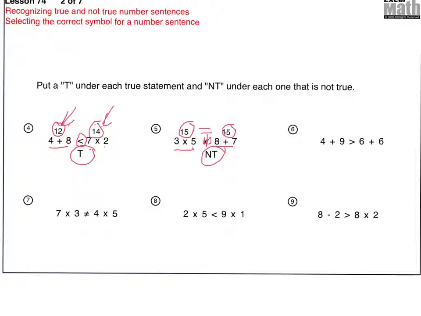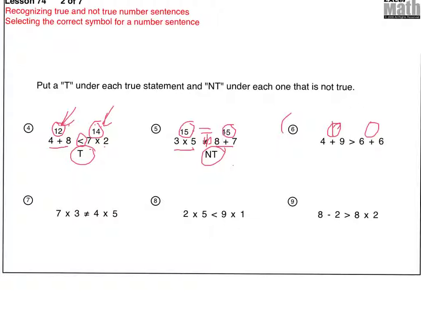All right, pause the video. This shouldn't be too tough for you. Do numbers 6 through 9, and when you do these, I want you to write T or NT, and I also want you to show your work above each one of these little mini equations there, okay? So make sure you show your work and write T or NT. Go ahead and pause the video now, and turn it back on when you're ready for the solution.